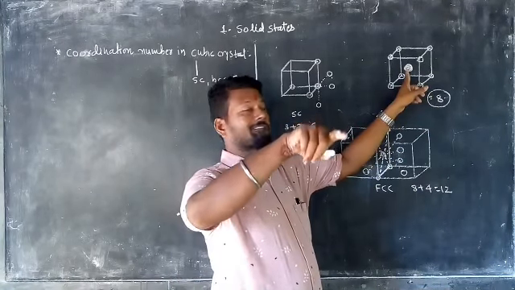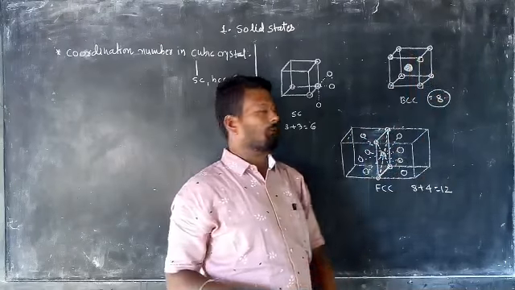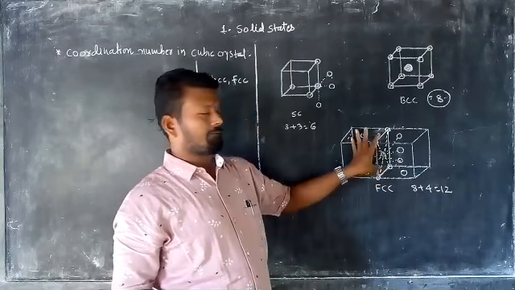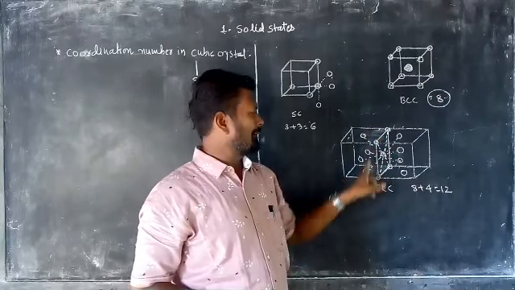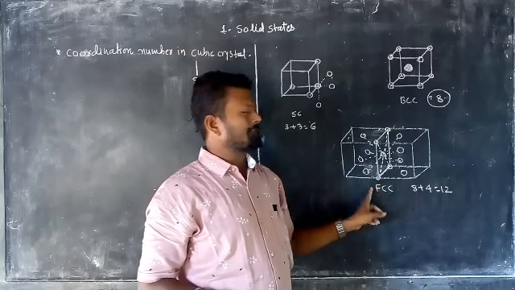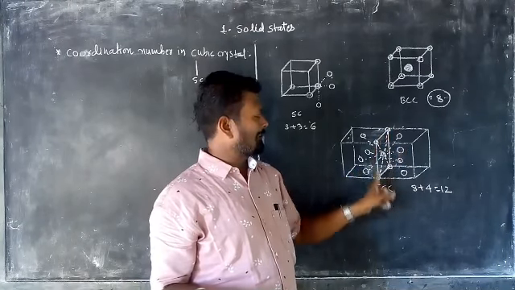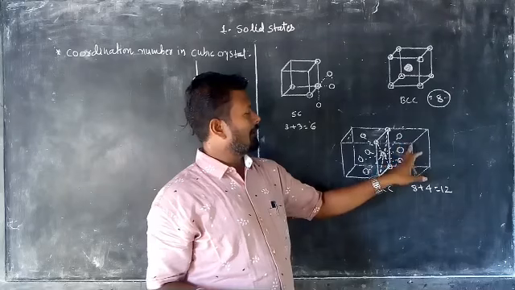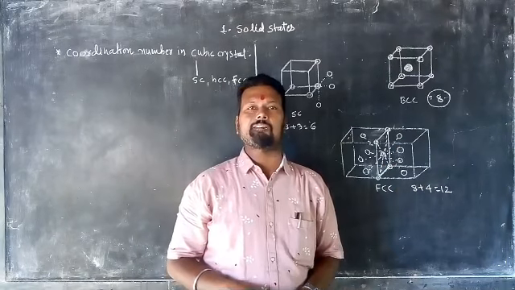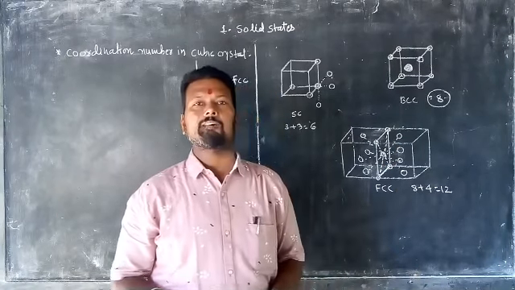Around the consideration point there are 8 points at the corners. While in FCC, in the first unit cell we consider the 4 at the faces and 4 at the corners, and the other unit cell contributes 4 at the corners, so 1 point, and the others are looking at the face centers. So the coordination number is 12.